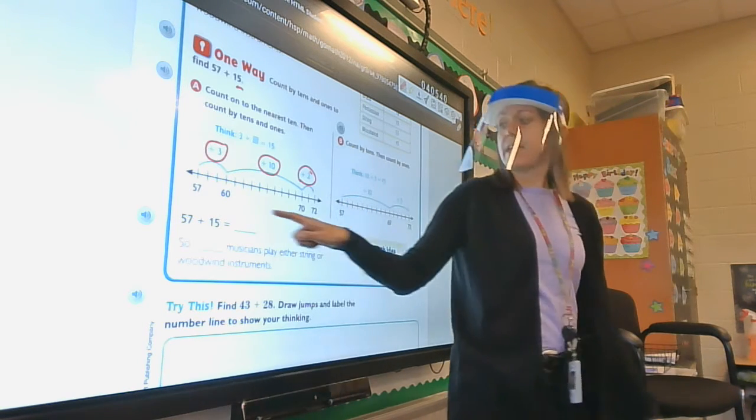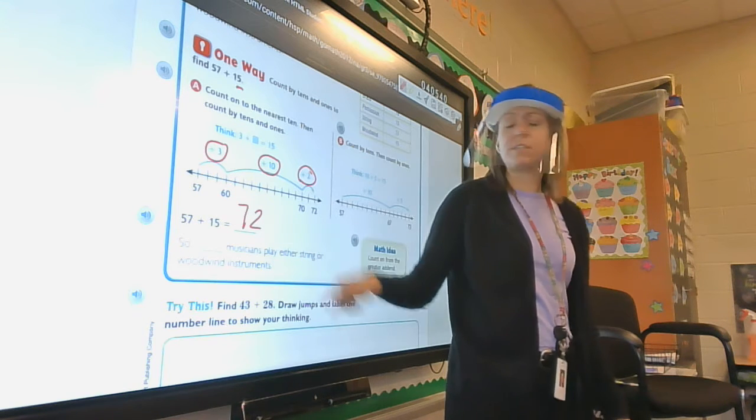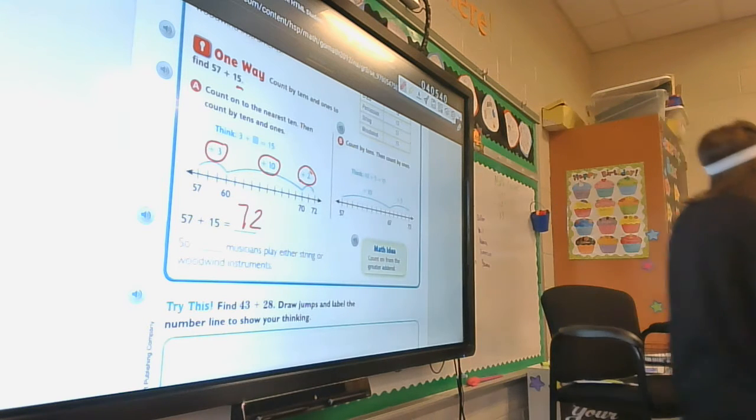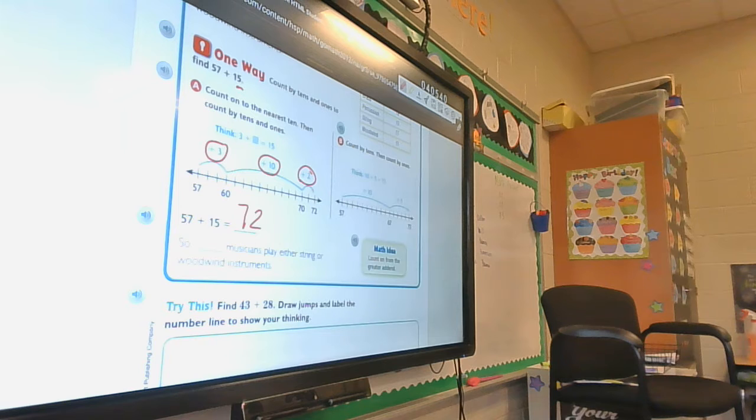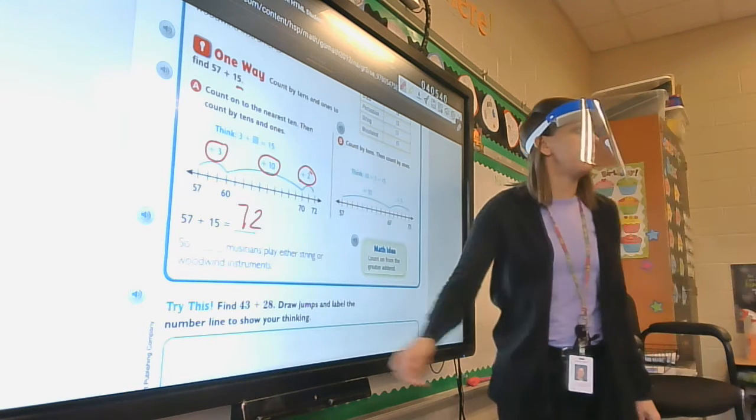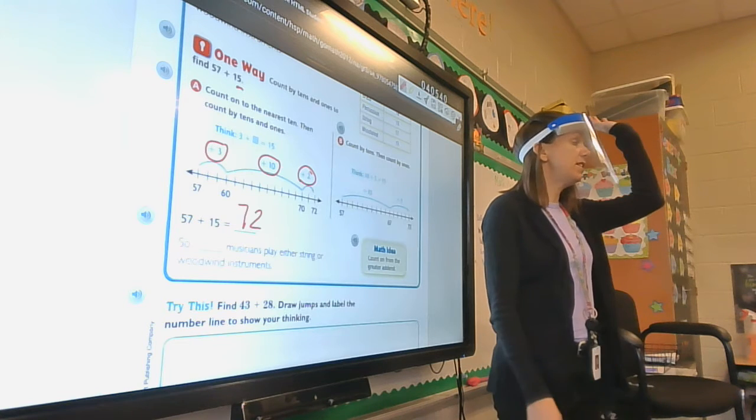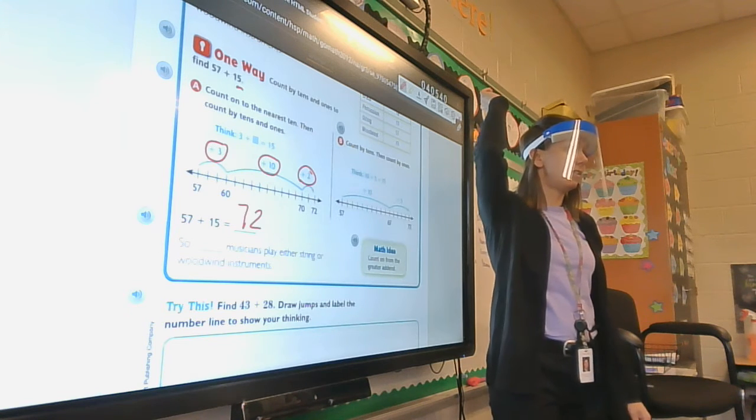So what is 57 plus 15? Grace? 72. Raise your hand if you solved that problem in your head. Raise your hand if it was easier for you to solve the problem in your head than it was to do the hops on the number line. Who thinks it was faster to solve it in your head?